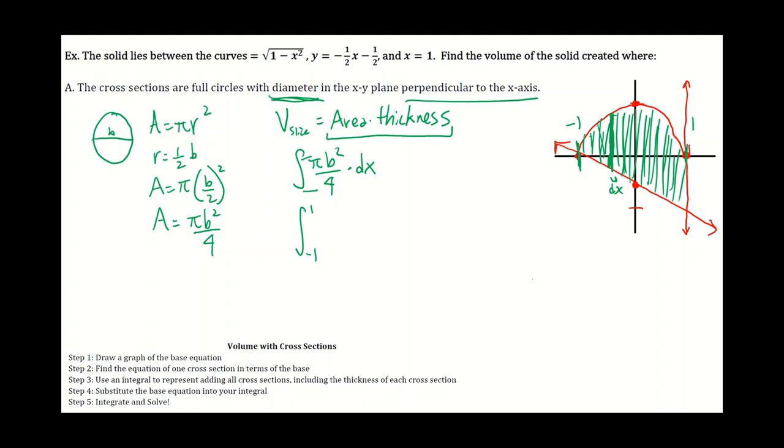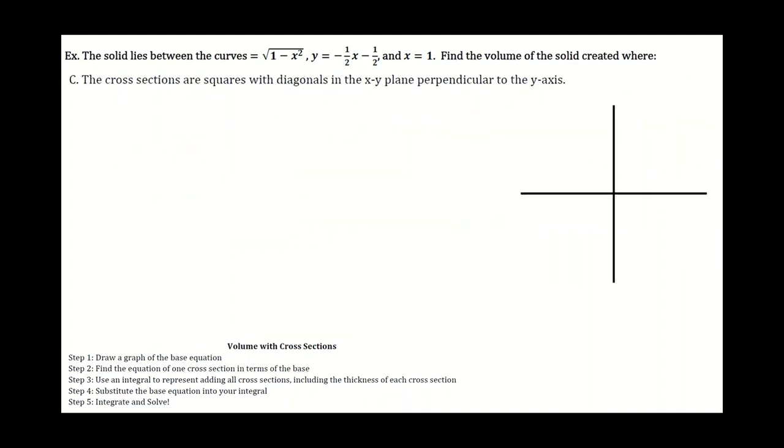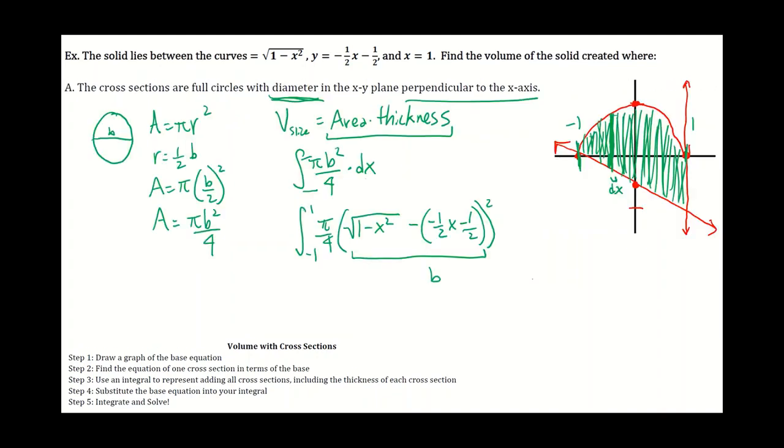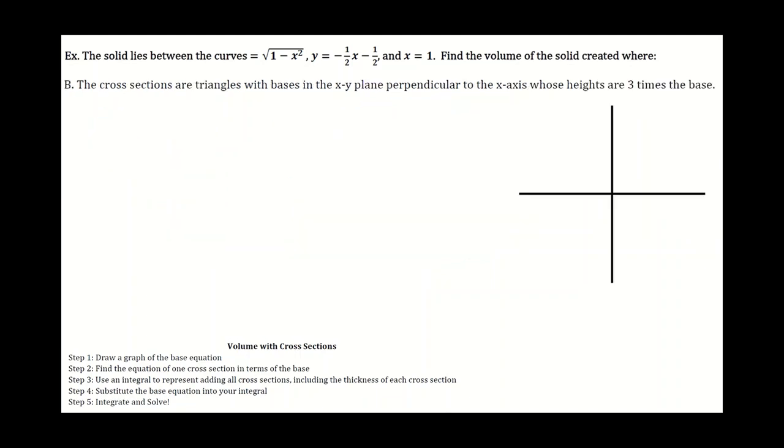So that's going to be the pi over 4. And then b is going to be the area in between the curves. So that's the square root of 1 minus x squared minus the line -1/2 x. I can clean this up later. So that's going to be what my base is. So this is the b part. That is the base of the figure, and what you see in this graph is the base of the three-dimensional figure. Sorry, my computer keeps freaking out. Okay, times dx, which is the thickness.